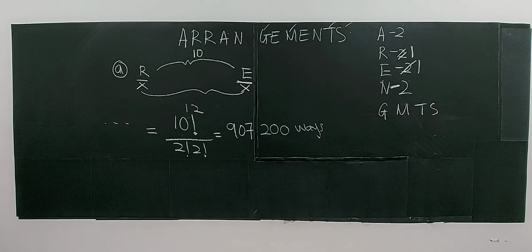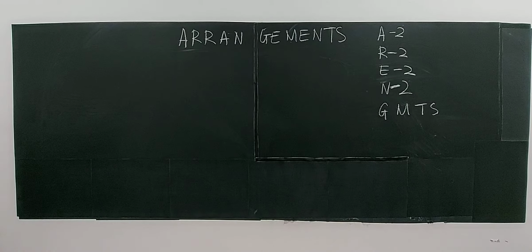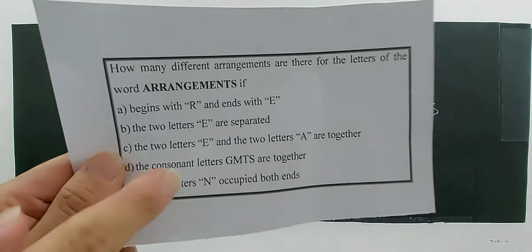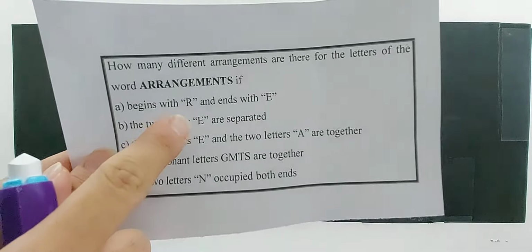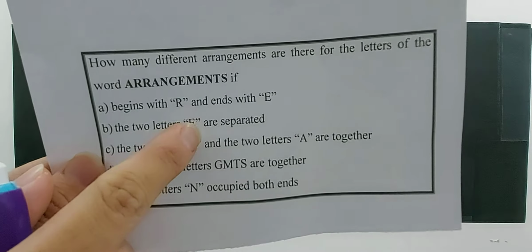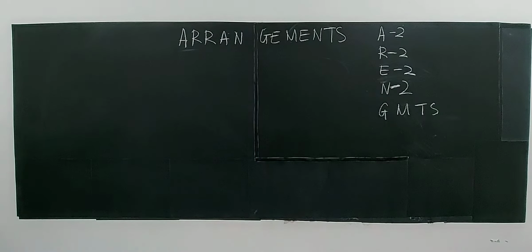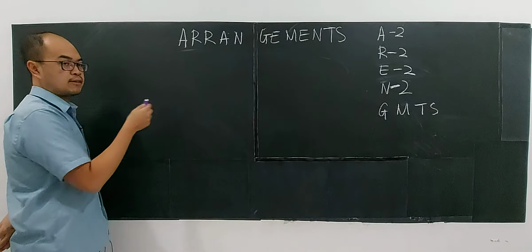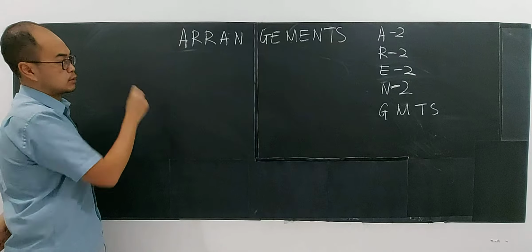Alright, so let's look at part B. The arrangement where the 2 letters E are separated, means the two letter E's are not together. They are separated. So how to calculate it? Of course, I want you to try first, and then you look at my solution.